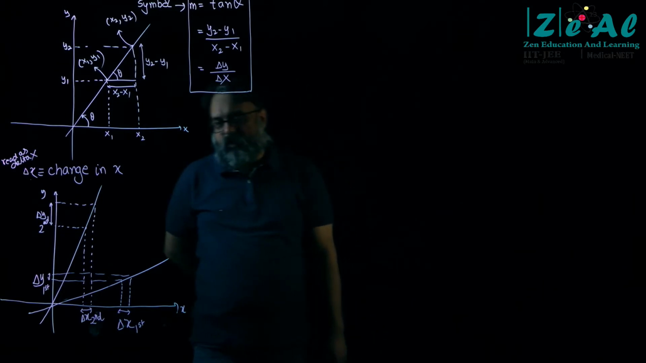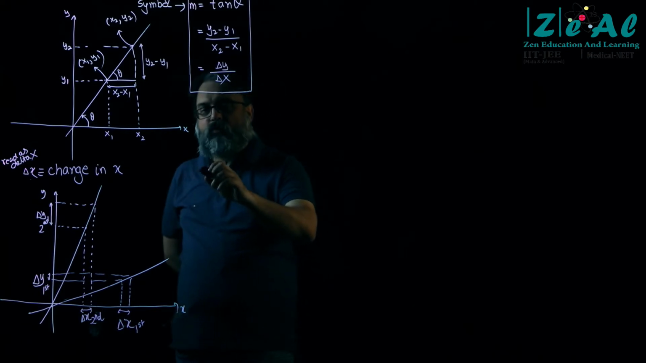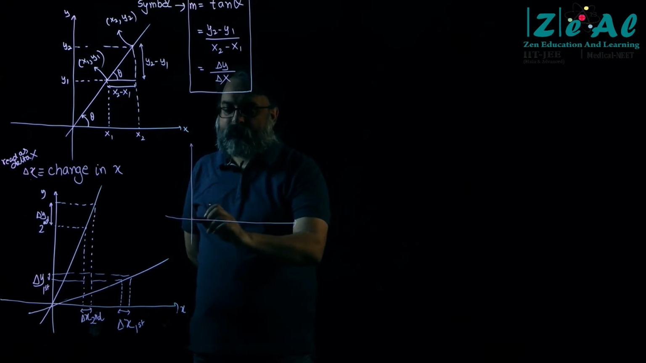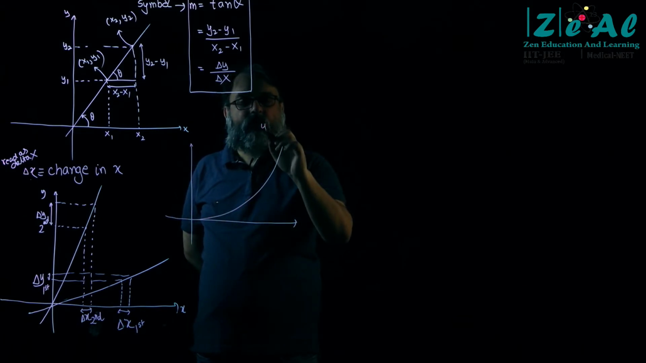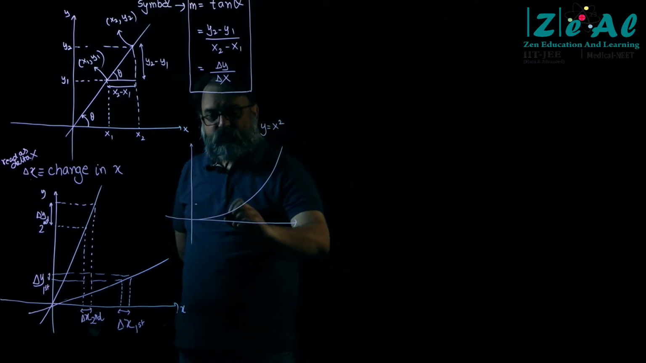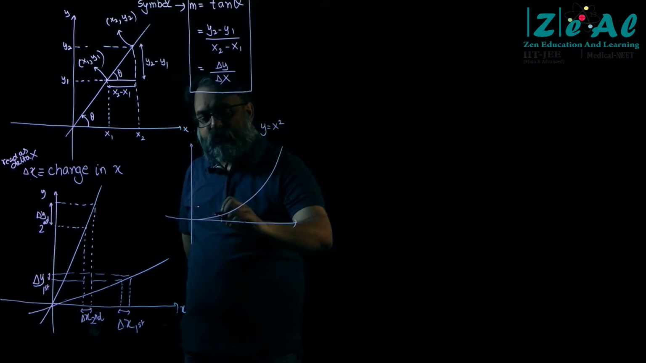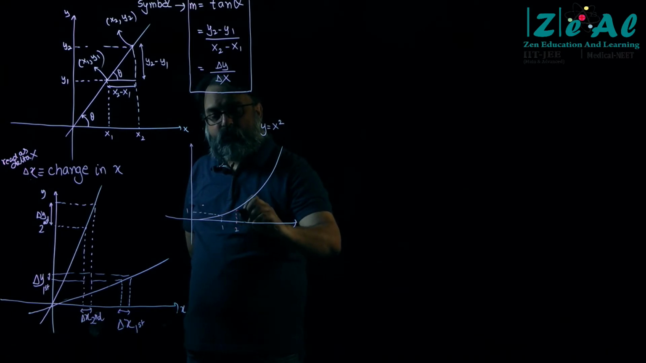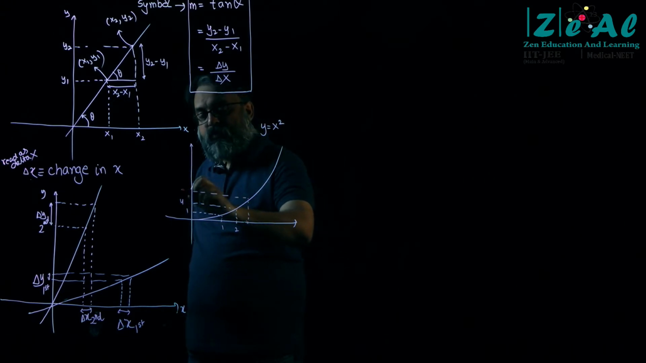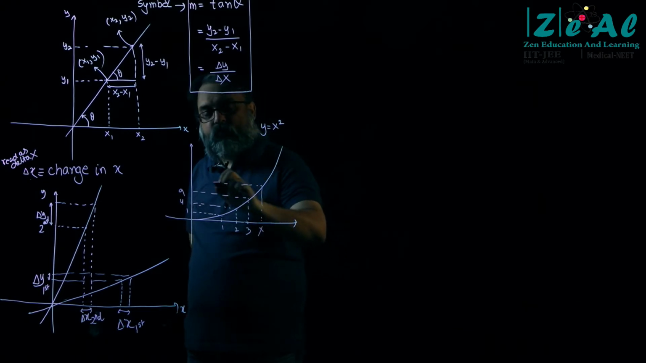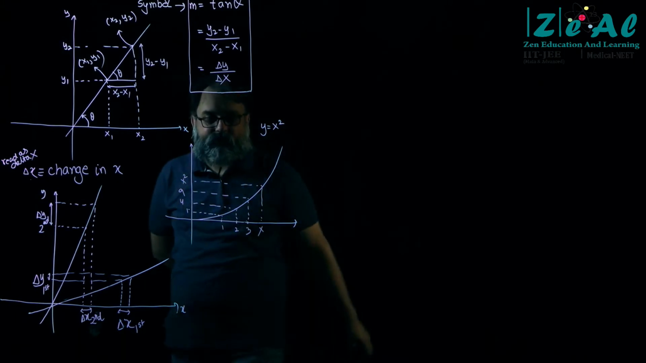So in any case, what we were discussing was that we have a curve, and the curve was given by the equation y is equal to x square. What this means is that if you have an x coordinate of 1 here, then the y coordinate will be 1. If you have an x coordinate of 2 here, then the y coordinate will be 4. If you have an x coordinate of 3 here, then the y coordinate will be 9. If you have an x coordinate of x here, then the y coordinate will be x square. This is what we did.